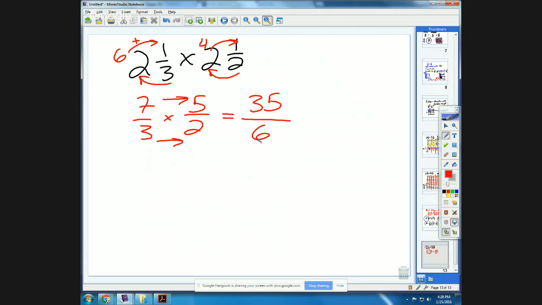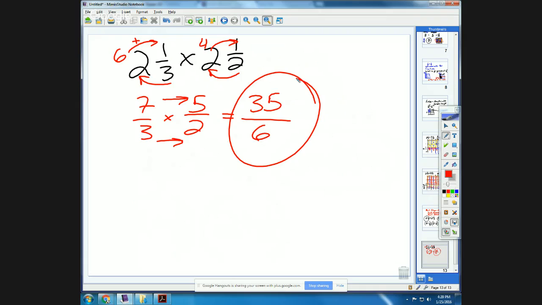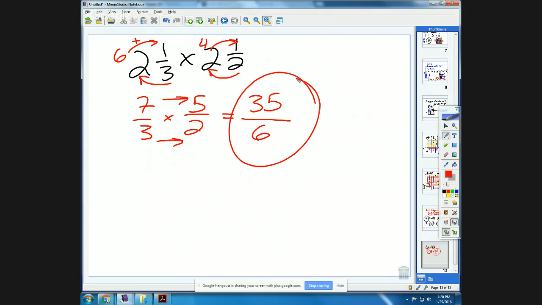Question: is that reduced? It's improper, yes. Is it reduced though? Yeah, there's no common factors. 6 is 2 times 3, and neither 2 nor 3 go into 35. 35 is 5 times 7, neither 5 nor 7 go into 6. So if we want a reduced answer, this sucker is reduced.